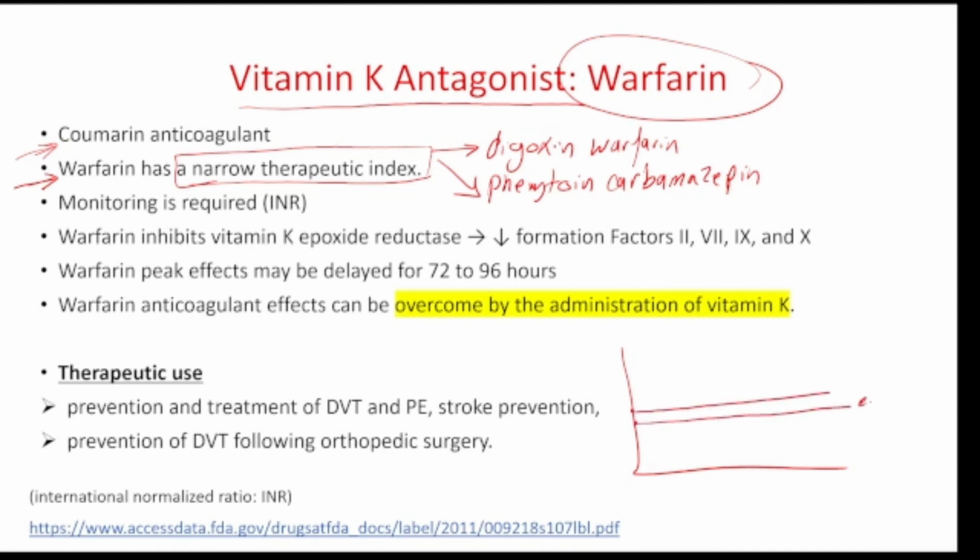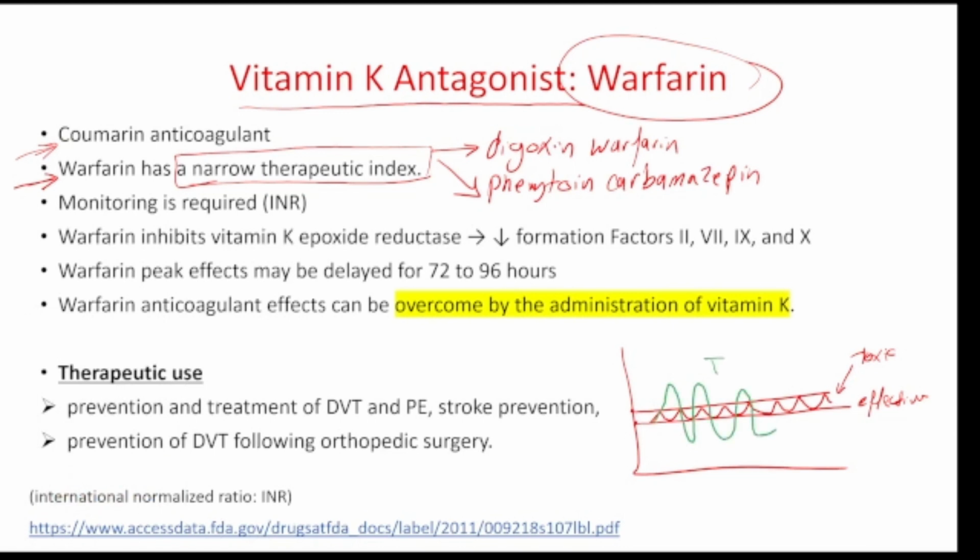This is the effective dose. This is the toxic dose. So we need the patient to be in this range. We call this one the narrow therapeutic window. For this reason, any change in the blood concentration, any change up or down, matters.